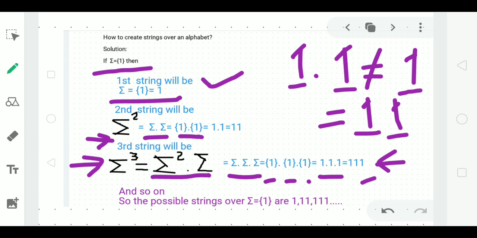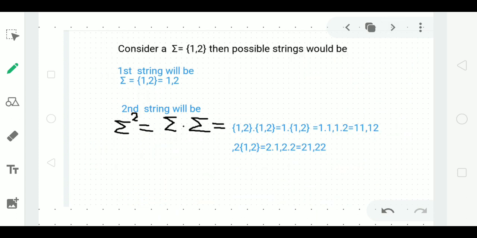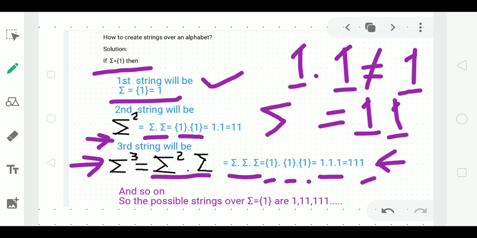So this is how we can find multiple strings over some alphabet. In this way we can find different strings over a given alphabet. Now before proceeding to the second string, first we have to find out sigma raised to 4, that is our homework.